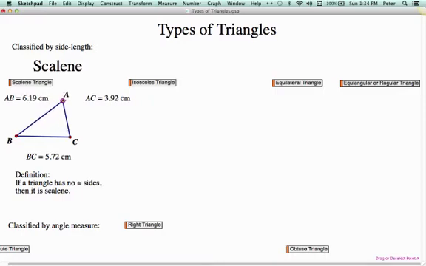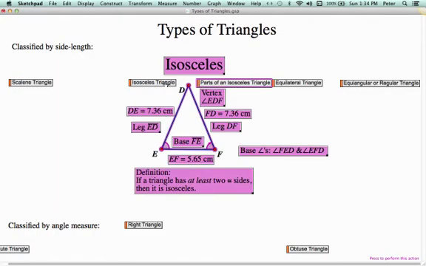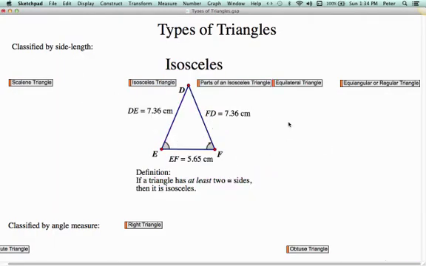scalene triangle. Now, if two of the sides did become congruent, and it's kind of hard to get them to be exactly congruent here on the computer, but if they did, then it would no longer be a scalene triangle. We would have an isosceles triangle. So an isosceles triangle is a triangle that has at least two sides congruent. So here you can see DE and FD are congruent. That's what makes it isosceles.